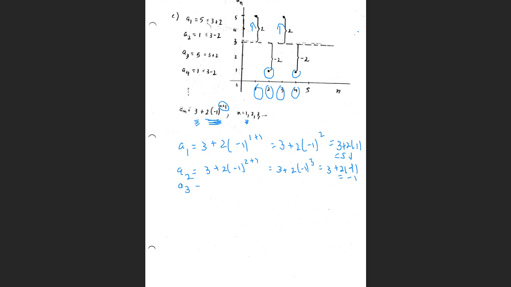So far, so good. The third term would be 3 plus 2 times -1 to the 3 plus 1 power. That equals 3 plus 2 times -1 to the fourth power. That will equal 5. So you see the formula is checking out. And that's what you have to do to test your formula, is to write out maybe the first 3 or 4 terms and test your formula out. And I wanted to do this one because I felt it was kind of a hard one.